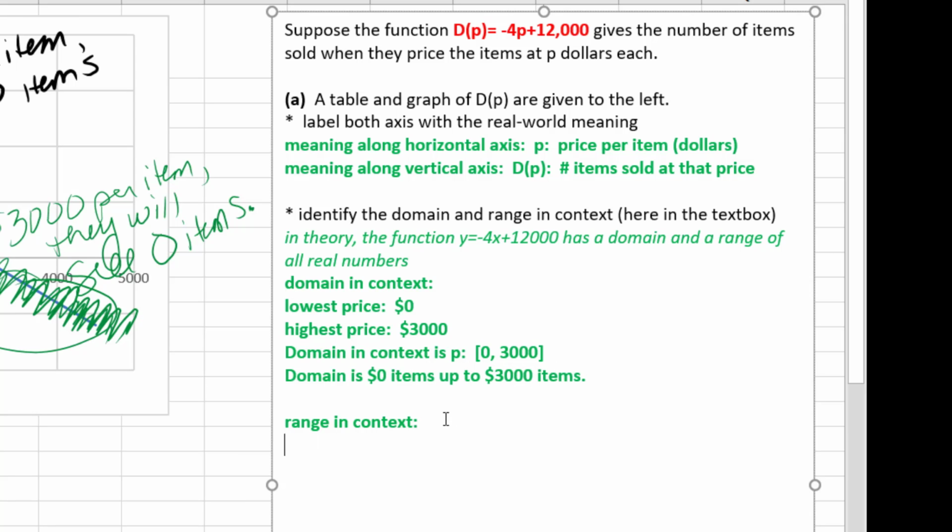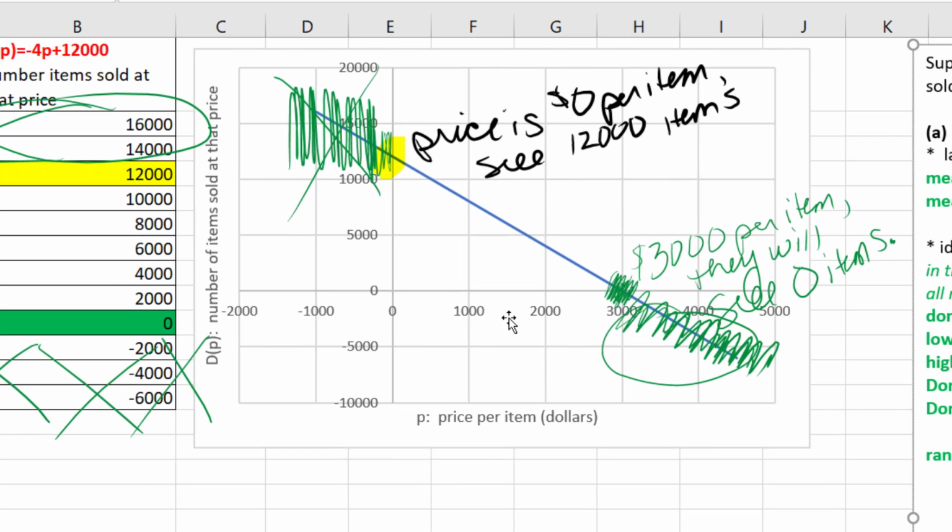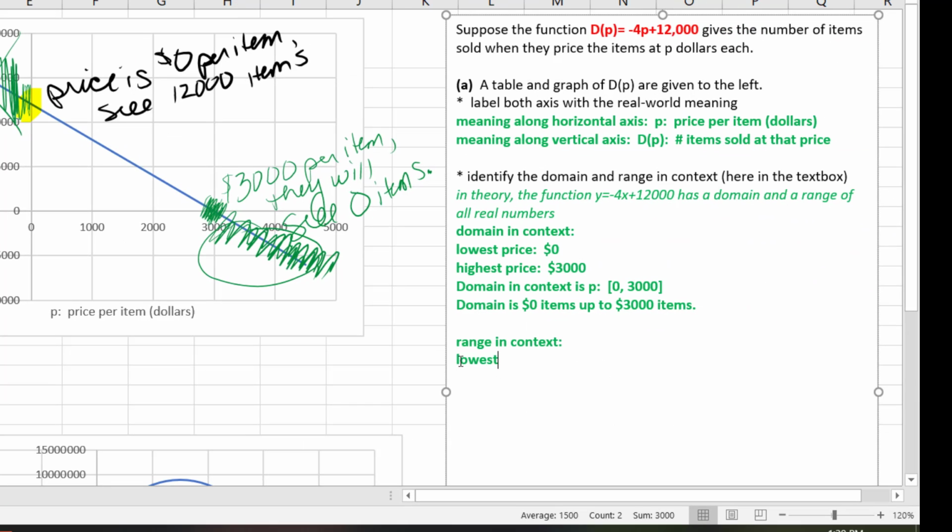The range is the Y values that you can get out of this, the D of P values. We see that the lowest that could be is selling 0 items. The highest that they could possibly sell is 12,000 items. So the range in context is the D of P values from 0 up to 12,000. It's inclusive, and you do want the brackets because they can sell 0 items, and they can sell 12,000 items. The range is 0 items sold up to 12,000 items sold.